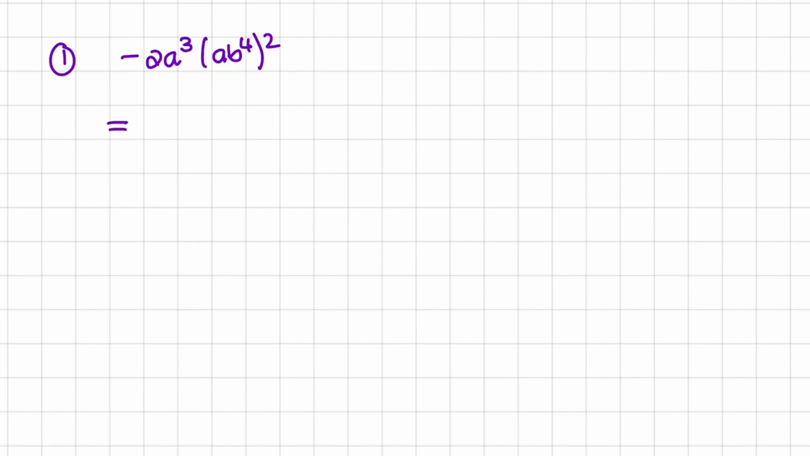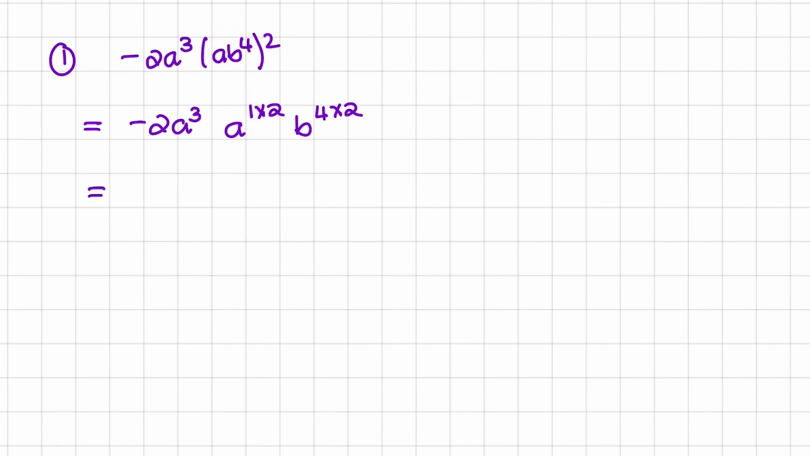So first, let us recognize that we cannot do anything with the -2a³ yet. First, let us remove the brackets, and we'll do that by multiplying the 2 into the exponent of b and into the exponent of a. So we'll have -2a³ times a^(1×2), b^(4×2). And this 1 comes from a, because there's no exponent on a, then that is 1.